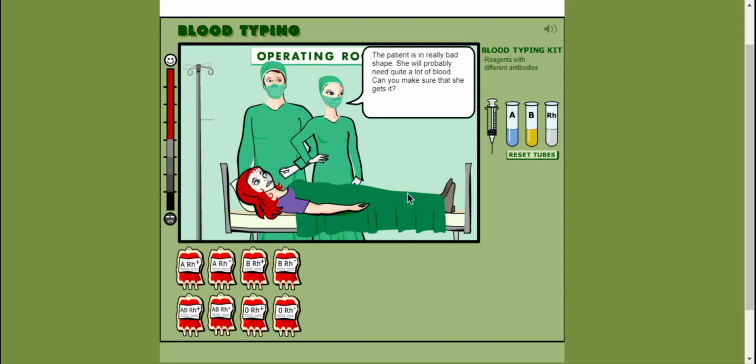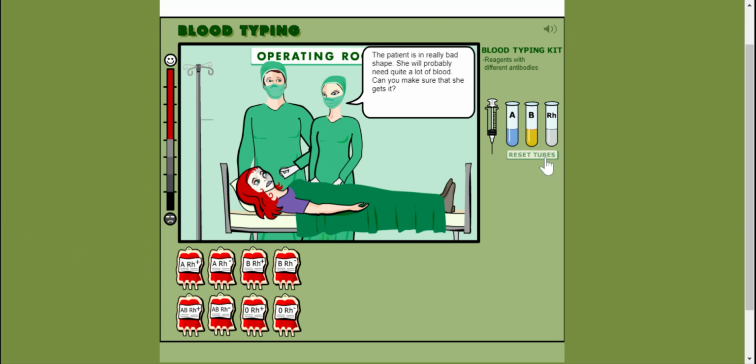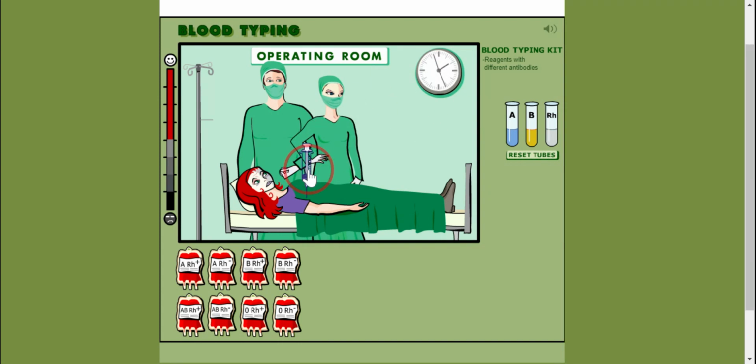We're going to need to first type their blood and then provide them some blood for transfusions that we can see down here. Okay, so we know people can have four blood types, A, B, AB, or O, and they can also be either positive or negative for Rh. So let's figure out what this lady is.